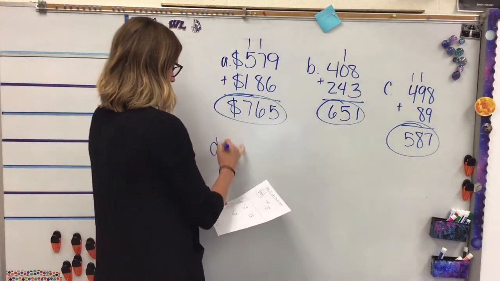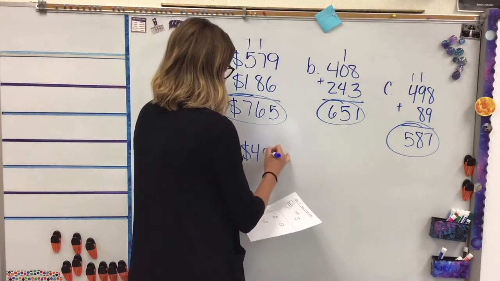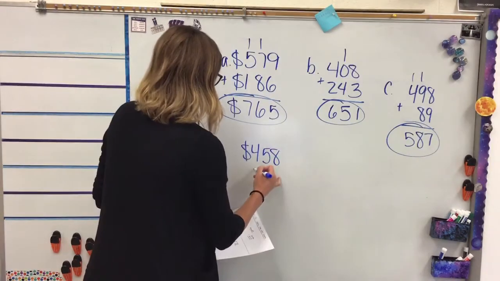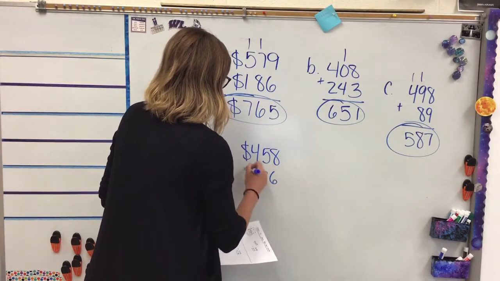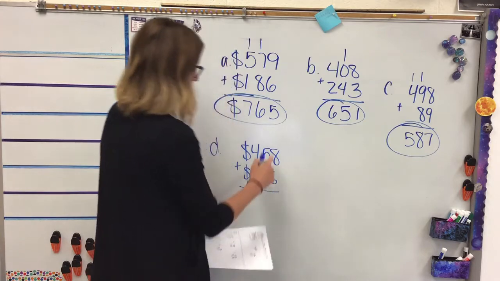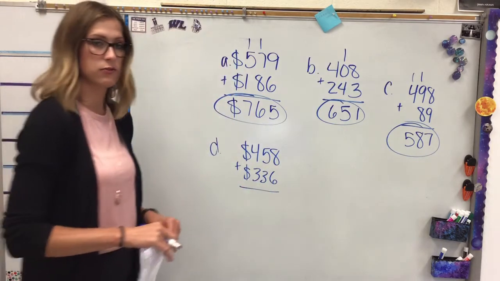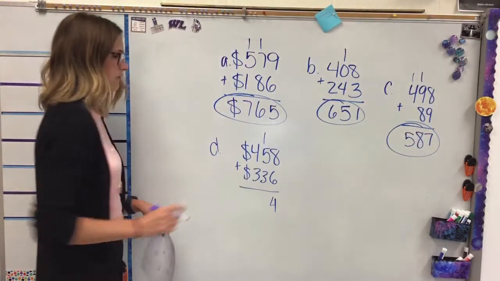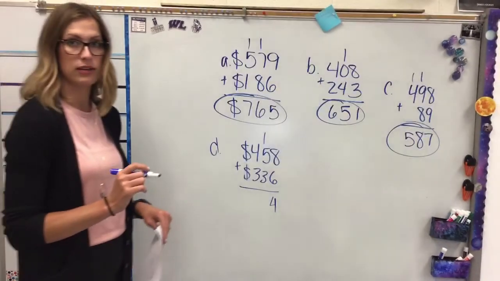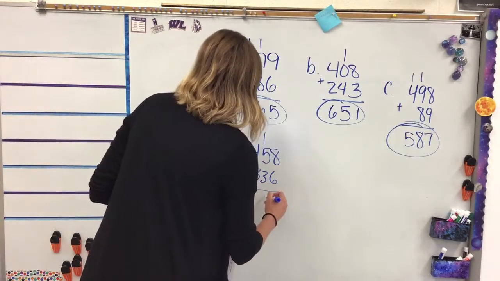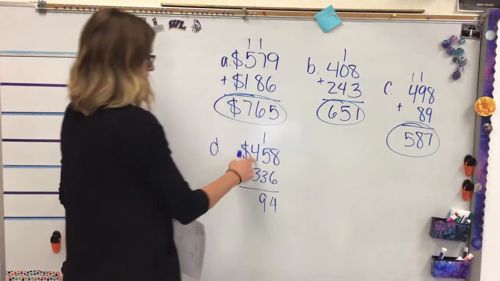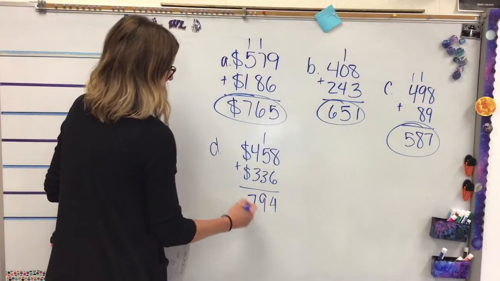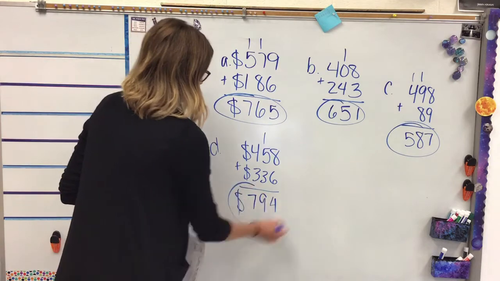D says $458 plus $336. 8 plus 6 gives us 14. 1 goes up, 4 comes down. 1 plus 5 gives us 6, plus 3 more gives us 9. Then 4 plus 3 gives us 7. Don't forget your dollar sign there.